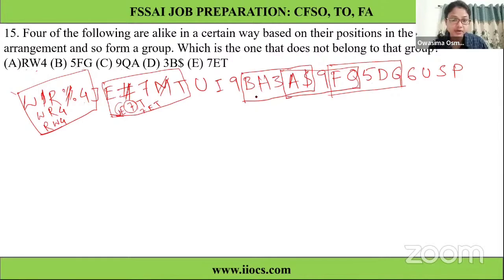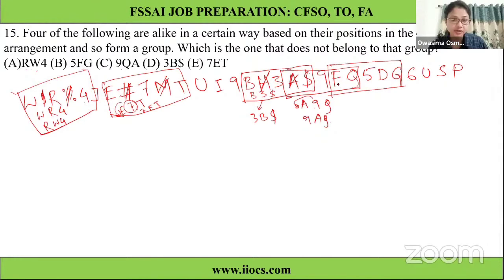Next is BH3A$. So eliminate this. So B3, and they are writing it like 3B$. So it is also matched. Next, if we consider this group A$9FQ and eliminate the second and fourth term, it will be A9Q. And if we put this 9 in front of A, the series will be 9AQ.